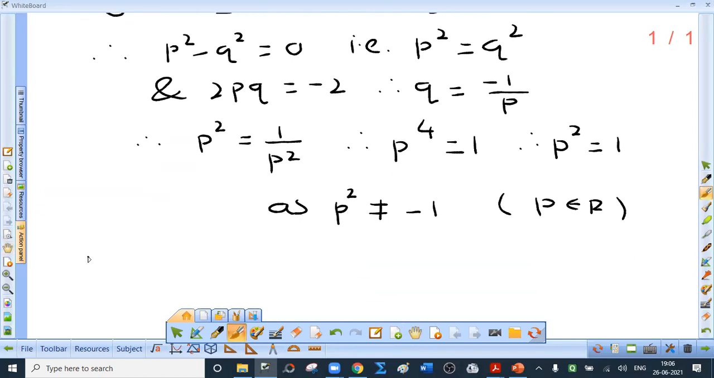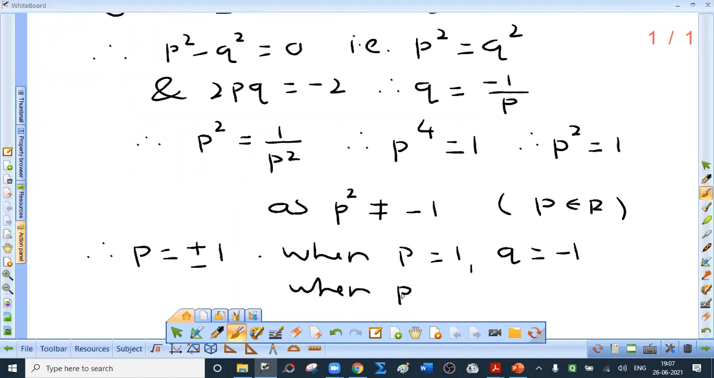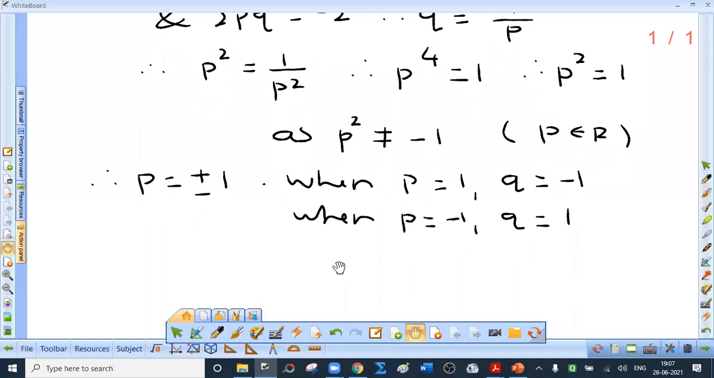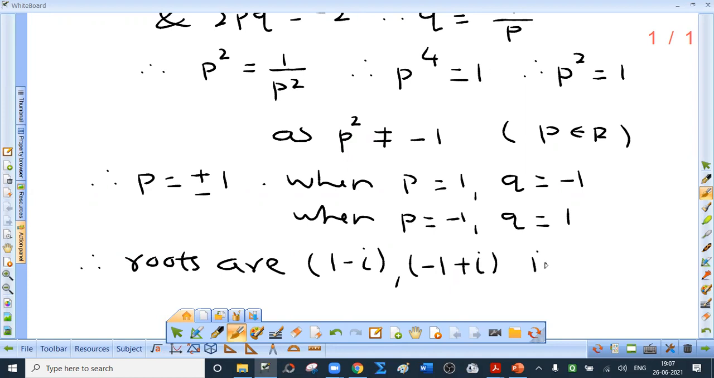Okay. So what is p then? So p is plus minus 1. Now when p is 1, q is minus 1. When p is minus 1, q is minus 1 upon minus 1, that is 1. So you should know this, q is minus 1 upon p, right? Therefore, what are the roots? Roots are 1 minus i, minus 1 plus i, that is plus minus 1 minus i. You can also check this. If you square 1 minus i, see whether you get minus 2i or not.